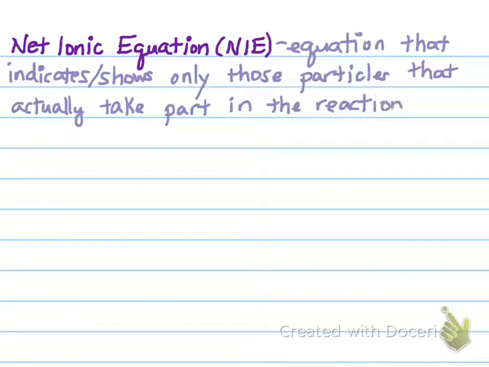So again, it's kind of a little bit like our word equation. It's allowing us to focus on what's important. Here it's allowing us to focus on what's important in these double replacement reactions that are taking place in aqueous solution. And to get our net ionic equation, we are going to cross out or leave out the spectator ions.